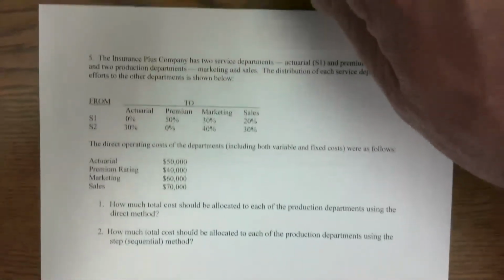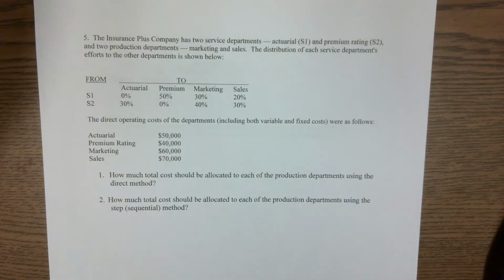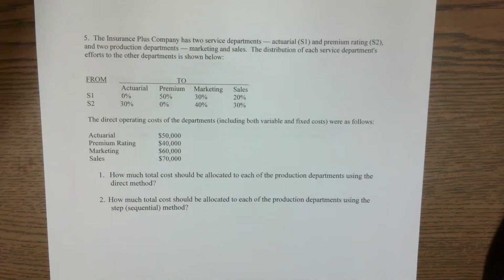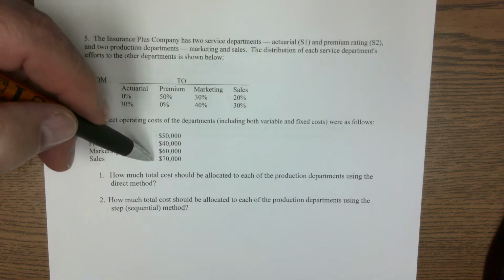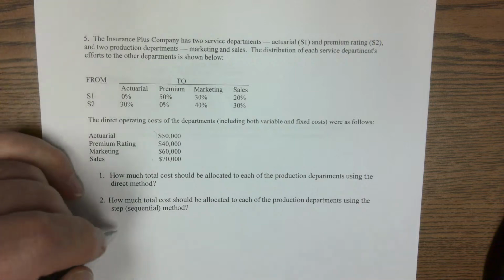Okay, the next one. The Insurance Plus company has 2 service departments, actuarial and premium rating, and 2 production departments, marketing and sales. The distribution of each service department's efforts to the other department is shown below. Okay, and then we have the direct costs here. How much should be allocated using the direct method?